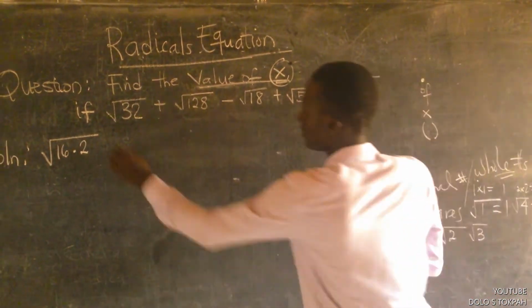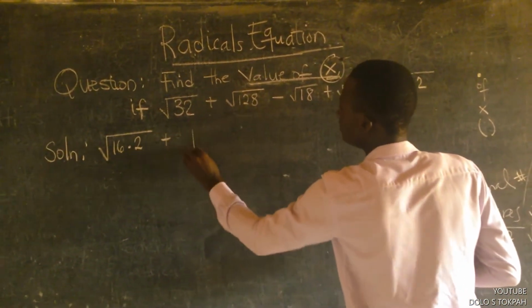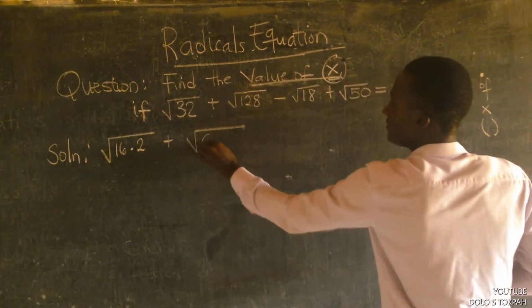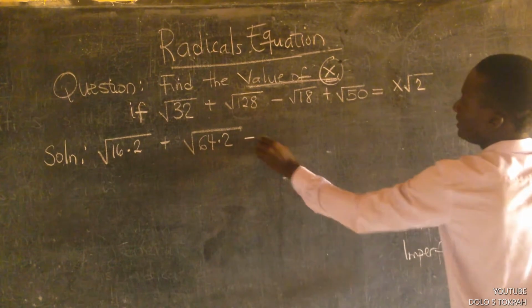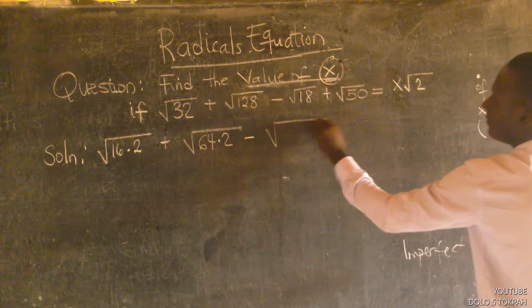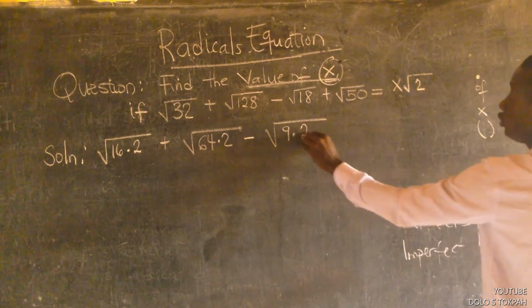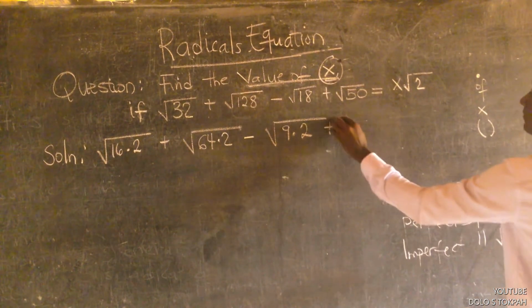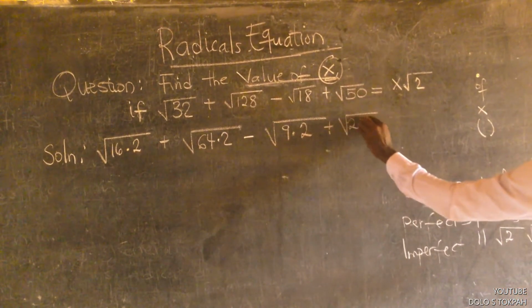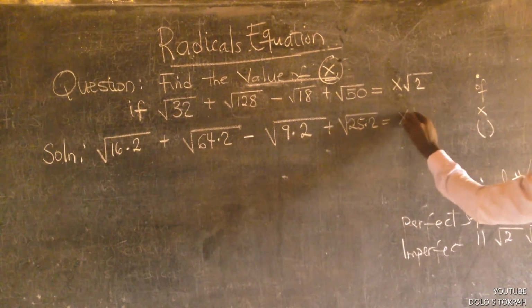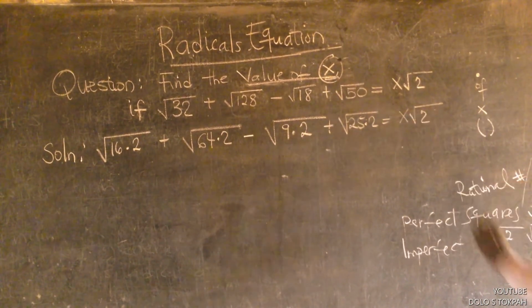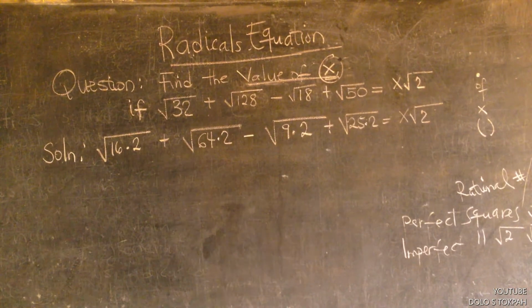So I come to the next one. The next two numbers under the root become 64 times 2. The next one, minus, becomes 9 times 2. The next becomes 25 times 2. And all of them will be equal to x root 2.